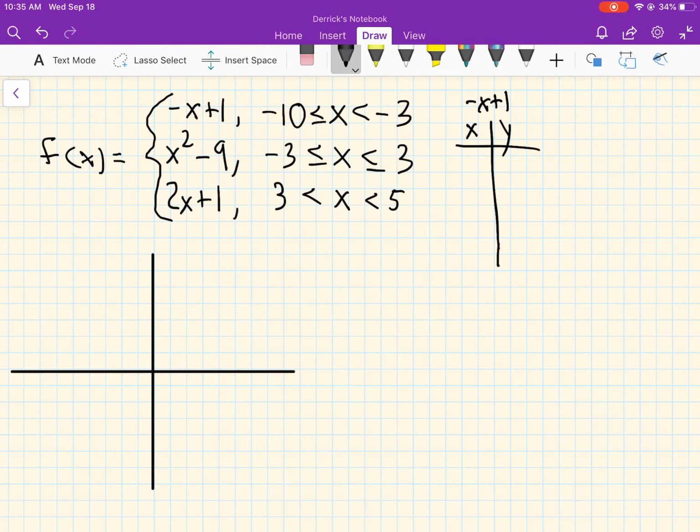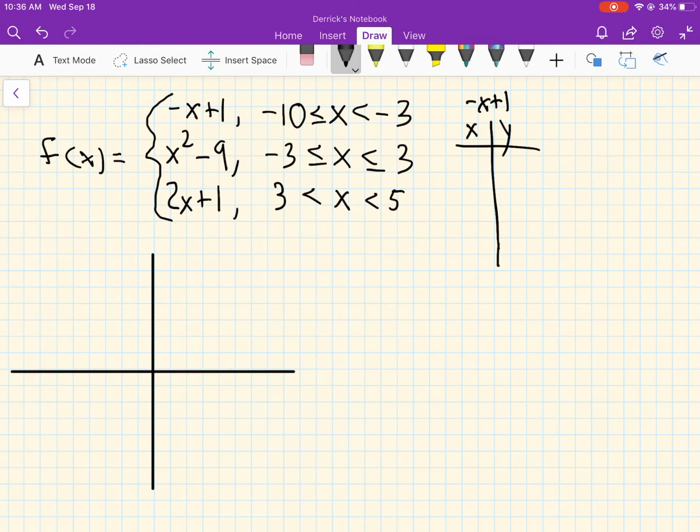If we look at negative x plus 1, that is a linear function because it's just x to the first, unlike the second equation that's x squared, so that's not going to be linear. But for negative x plus 1, that's just a linear function. So because of that, it's going to be a straight line. We know that all linear functions are just straight lines, which means I only need 2 points for this graph. You can put more on there, but once I have 2 coordinate points from my xy table, I can just connect the dots, and that will give me an accurate graph.